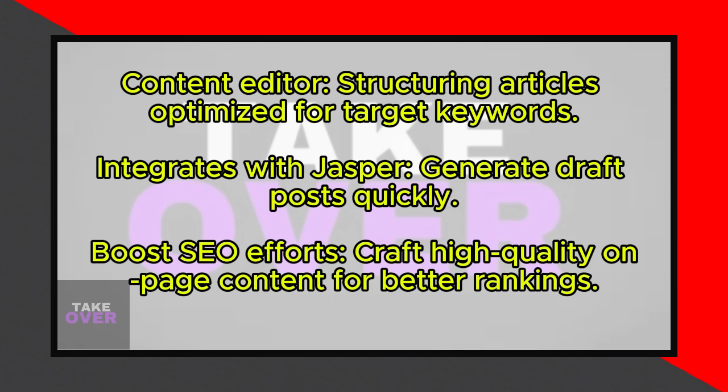Competitor analysis is crucial. Surfer identifies top-ranking domains, helping you shape content to match or outperform them. Integrating Surfer with Jasper AI streamlines content creation, generating draft posts effortlessly. Stay within the recommended word count for optimal results.